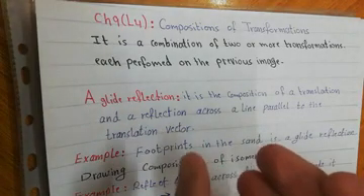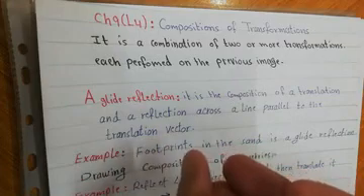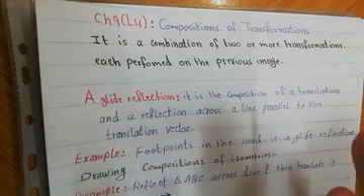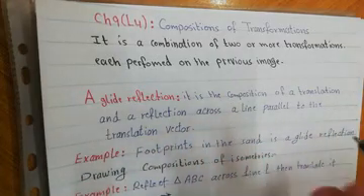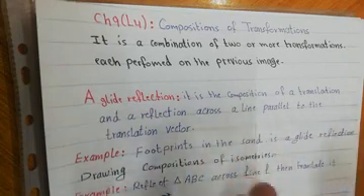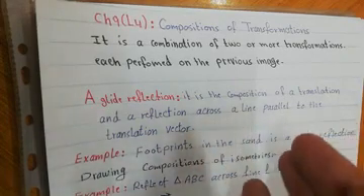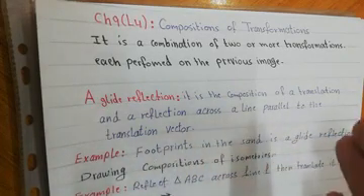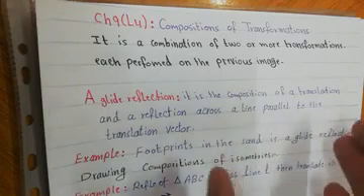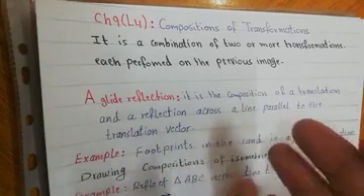Okay, there is what we call a glide reflection. What is a glide reflection? It is the composition of a translation followed by a reflection across a line which is parallel to the translation vector.